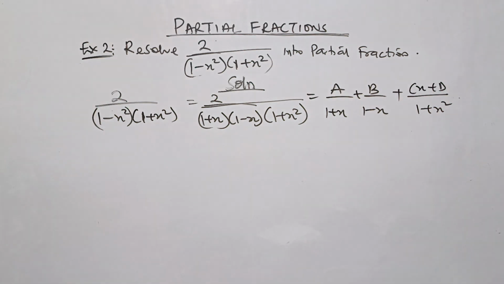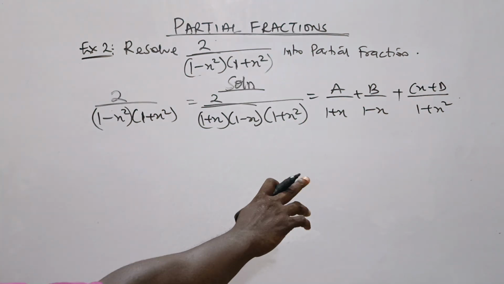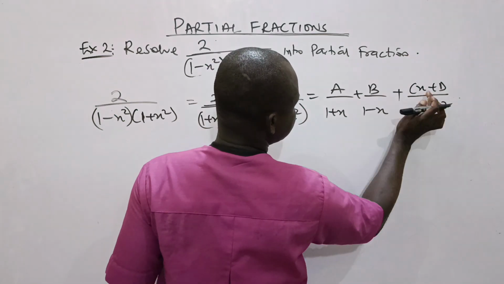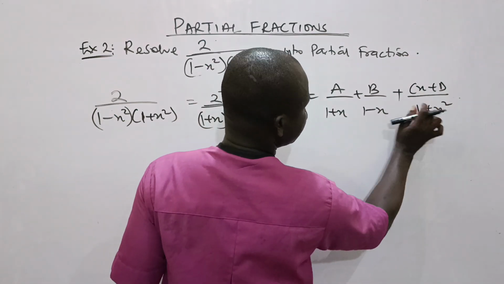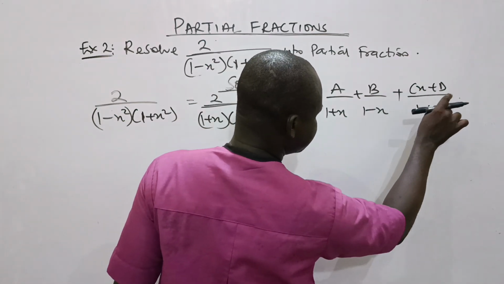Okay? So when you have factors that are not factorizable, that is how to go about it. When we have non-linear factors, then that is what you do. Whenever we have non-linear factors, depending on the power here, if it's 2, you put Cx plus D here. If it's x cubed, you're going to have Cx squared plus Dx plus E.